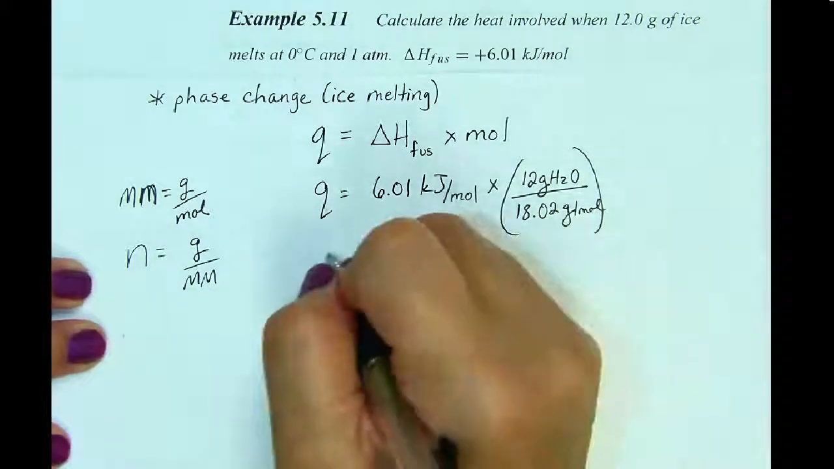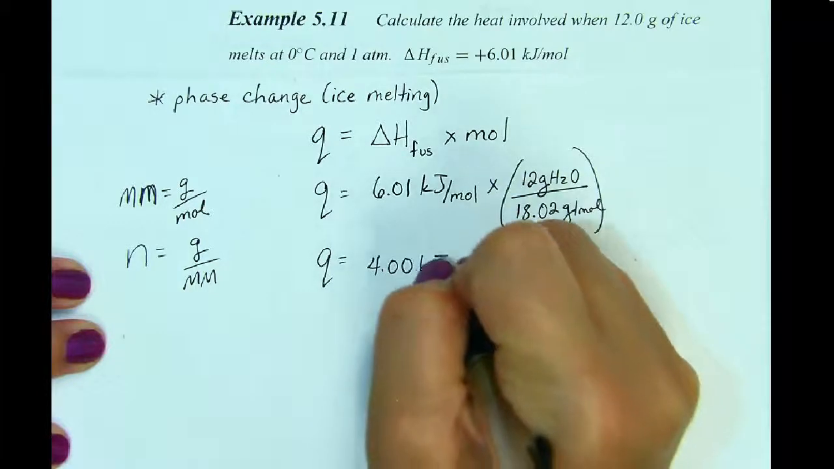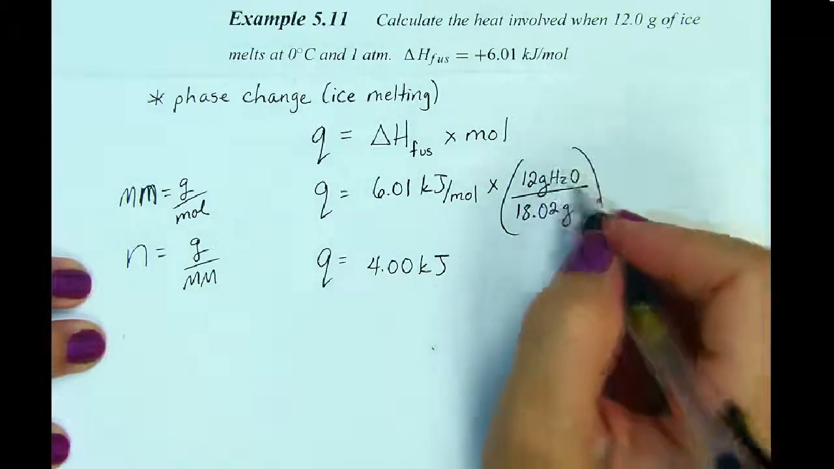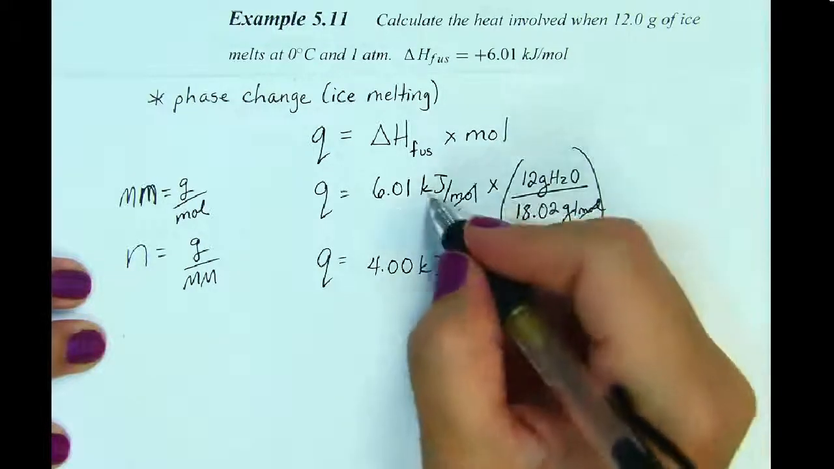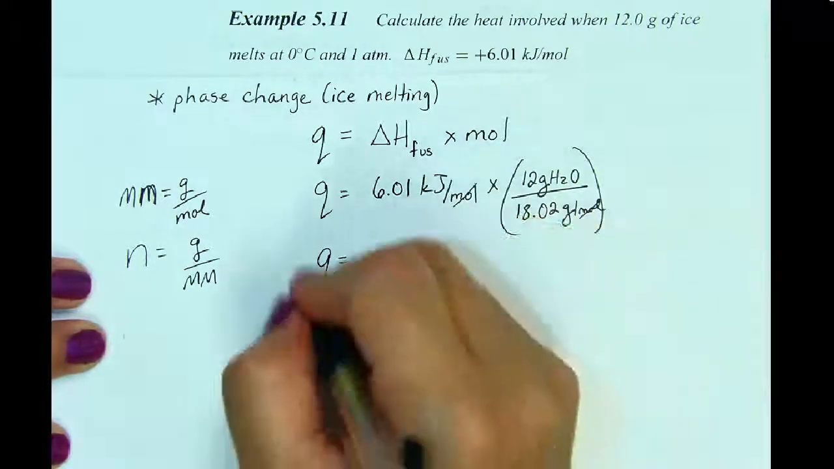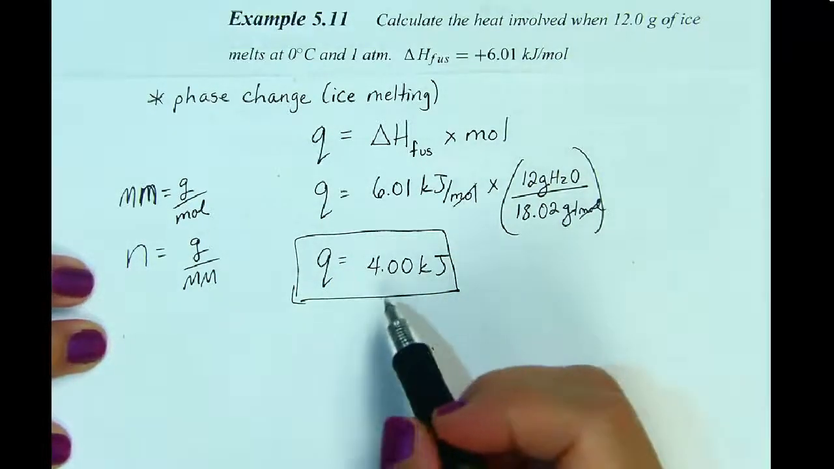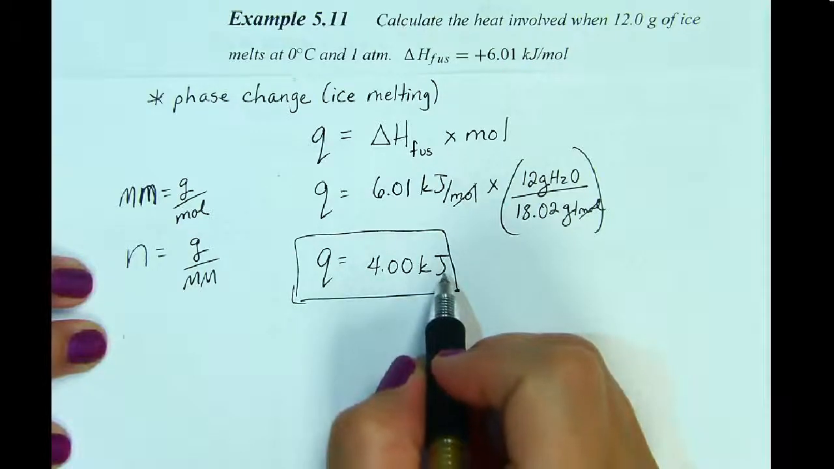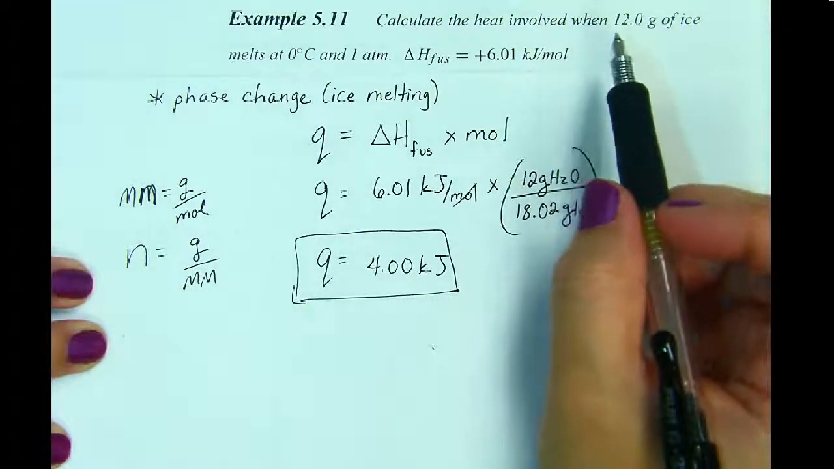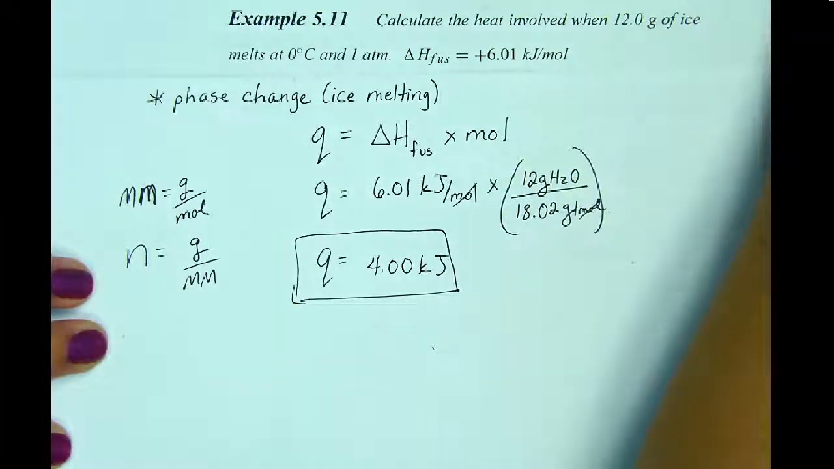When I do this math, I get Q is equal to 4.00 kilojoules. Notice that this is in moles overall, and the moles cancel out and leave us with kilojoules. This is telling us that it's going to take 4 kilojoules worth of heat in order to completely melt this 12 grams of ice in order for it to be fully a liquid.